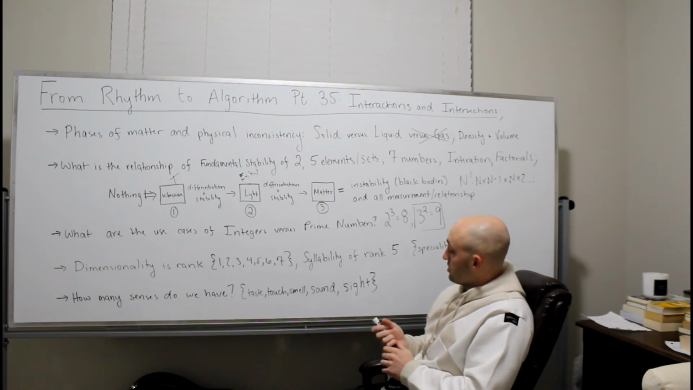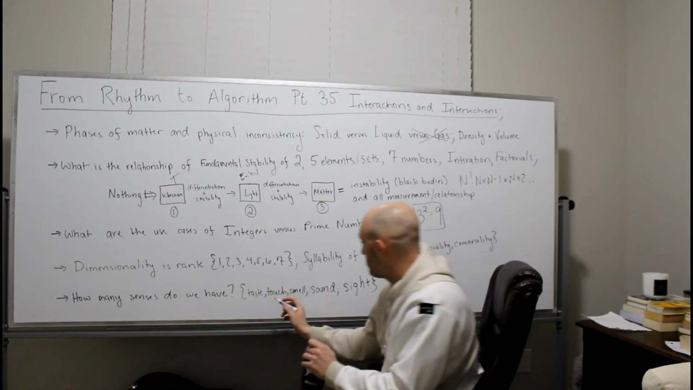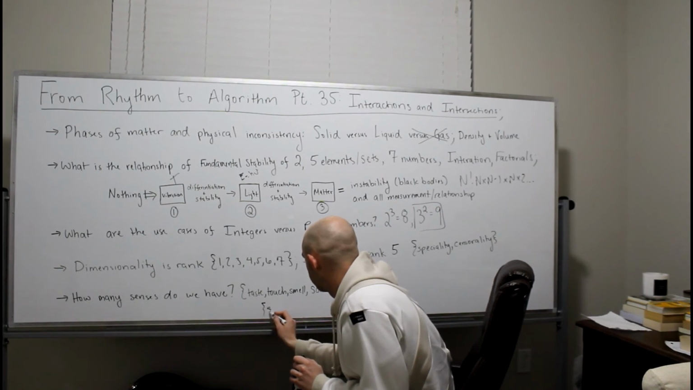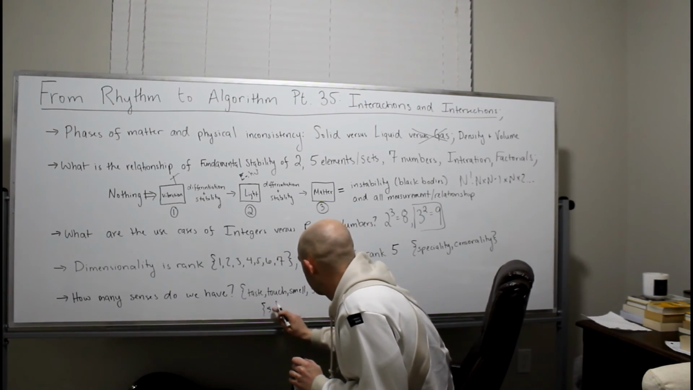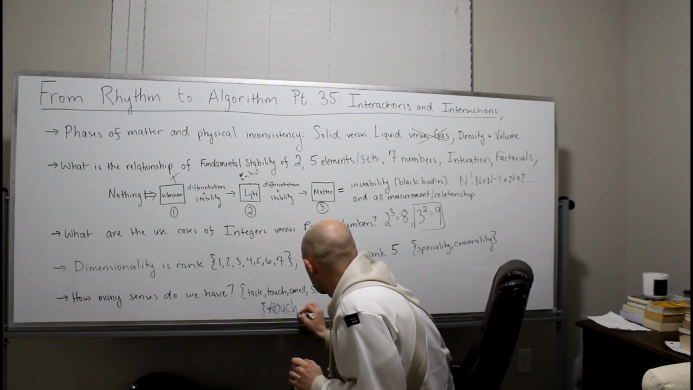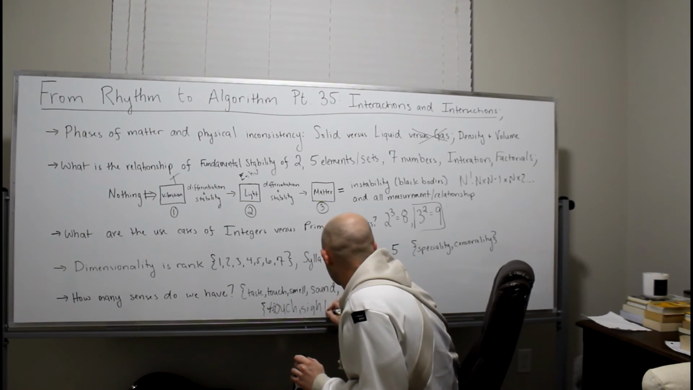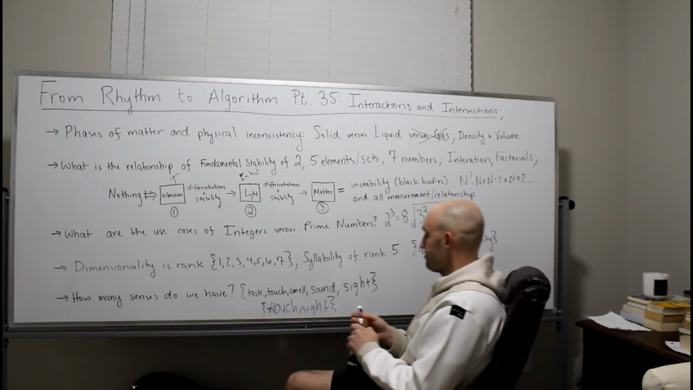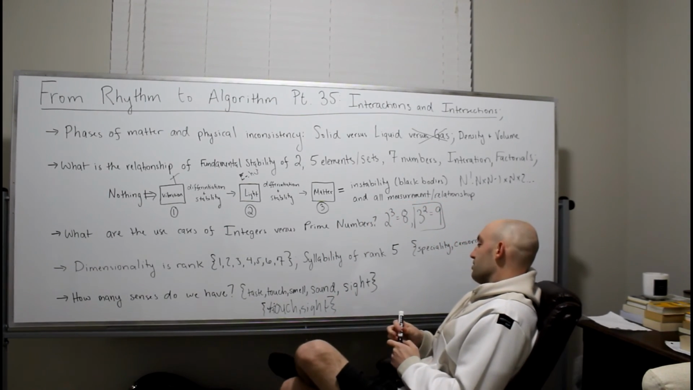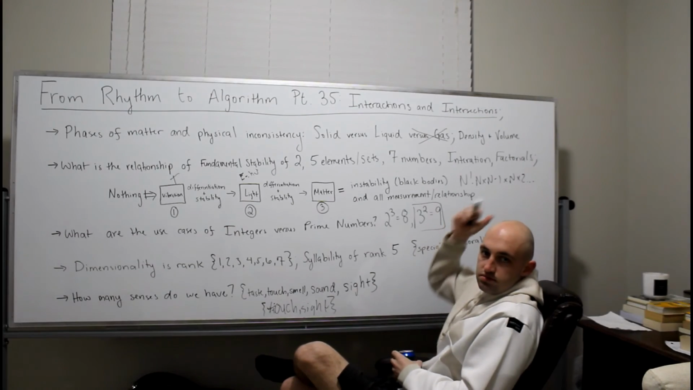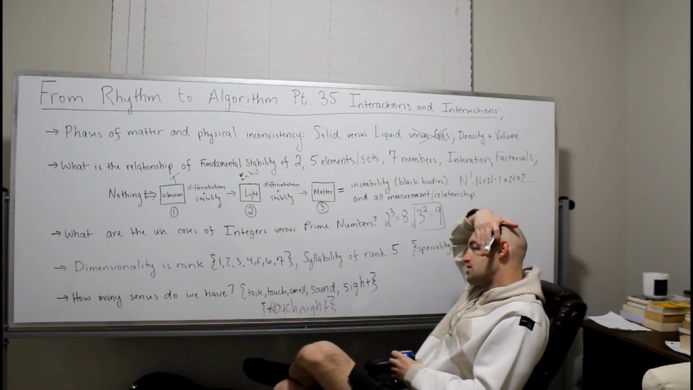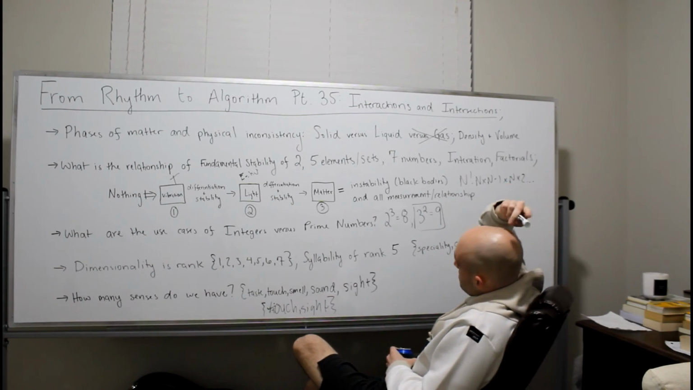I think we have 2 senses. I think we touch things and I think we see things. That's it. Touch and sight. And so, what's the difference? I think light, sight, seeing light, sight is light, sight perceives light.